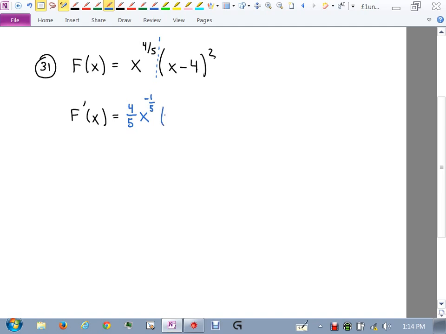Now times the second function without any derivative taken, then plus the derivative of this second function, which is what? 2 parentheses x minus 4, then times 1, which you can write or not write, and then times x to the 4/5, finishing off the product rule. Any questions on that?